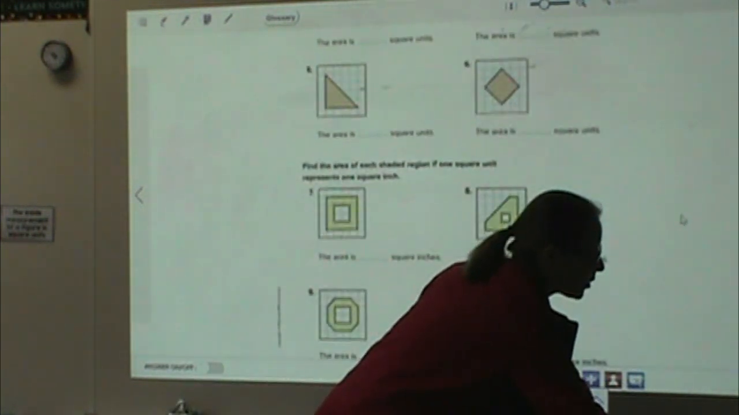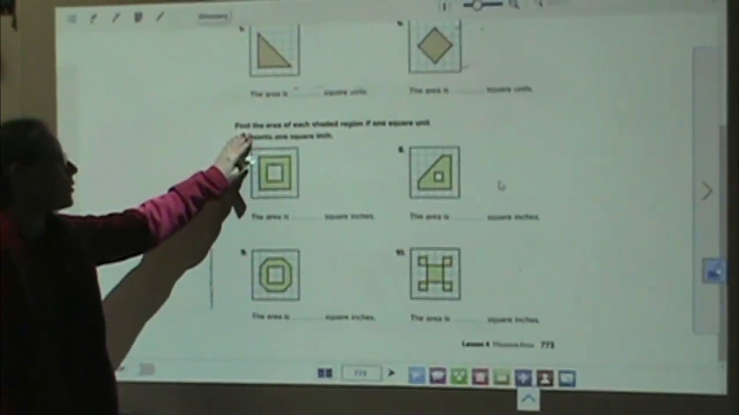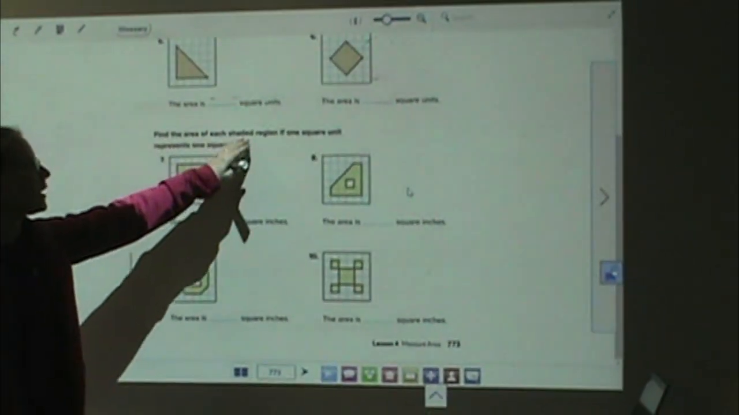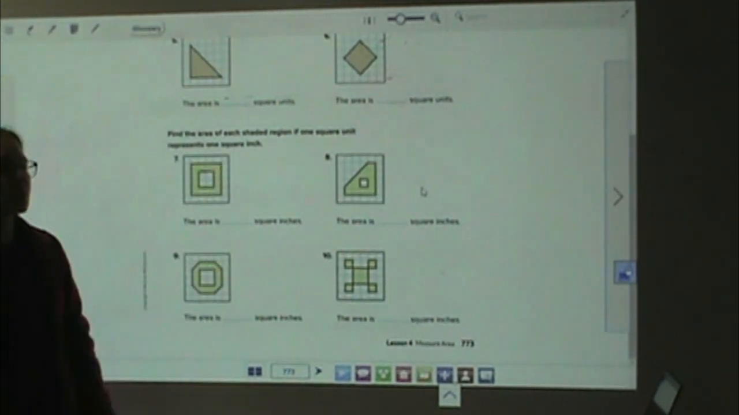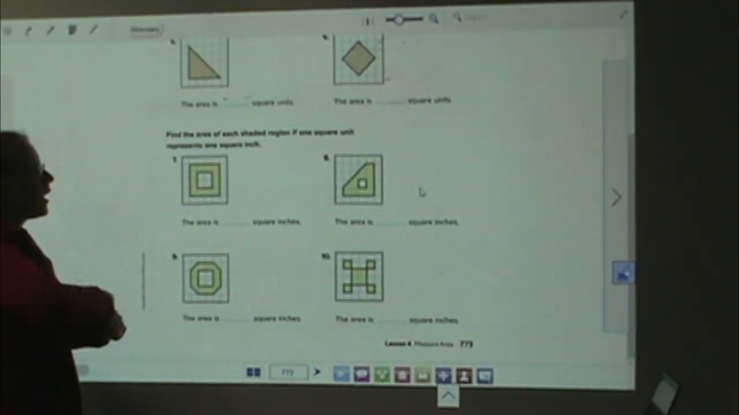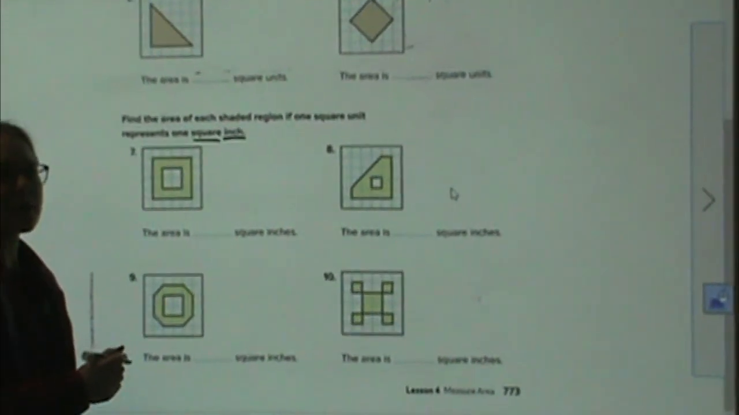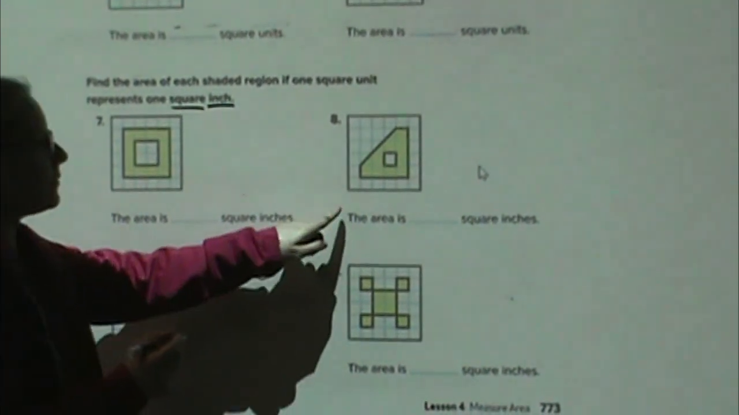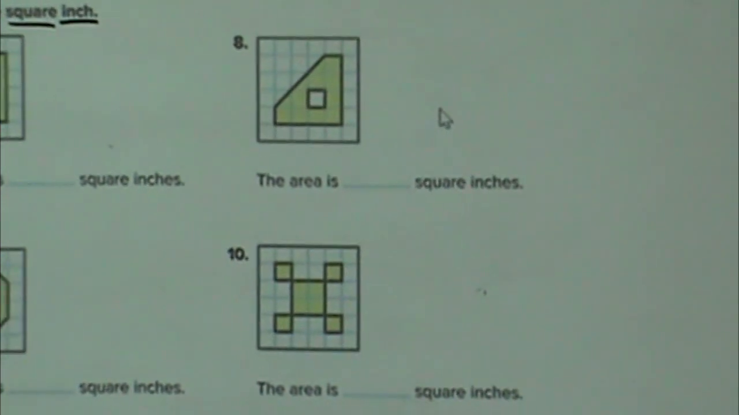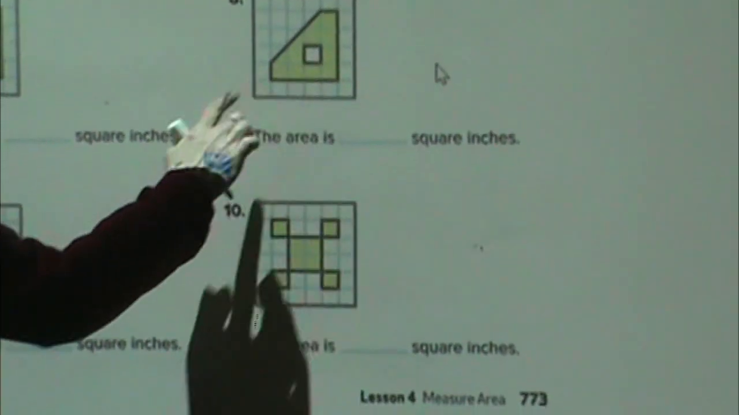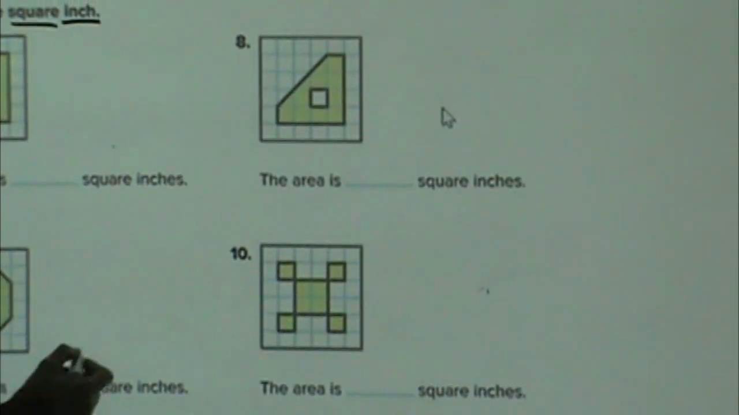We'll just do a couple more on this page. We'll do numbers 8 and 10. If we read these directions, it says find the area of each shaded region if 1 square unit represents 1 square inch. So that's where the unit changed a little bit. It's not just square units, it's a square inch. You will also notice that they have unshaded 1 square unit in each of these figures. We will not be counting that. We're only going to count the shaded area. So here we go.